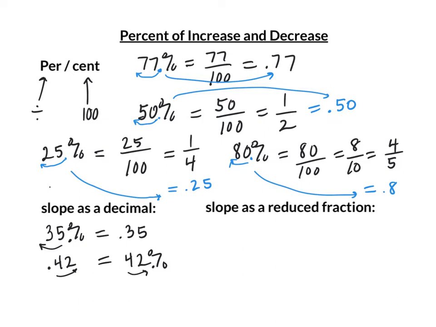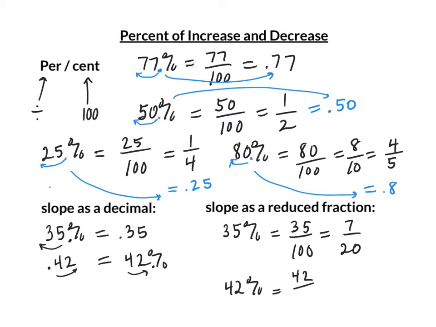And any of these can be turned into fractions. 35% is 35 divided by 100. Both of those are divisible by 5. That would be 7 over 20. 42% is 42 over 100. And both of those are divisible by 2. That would be 21 over 50.